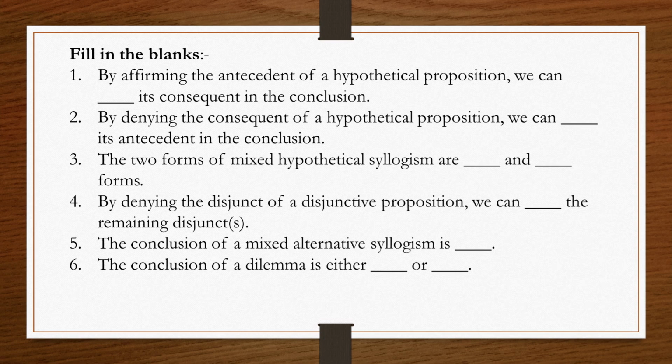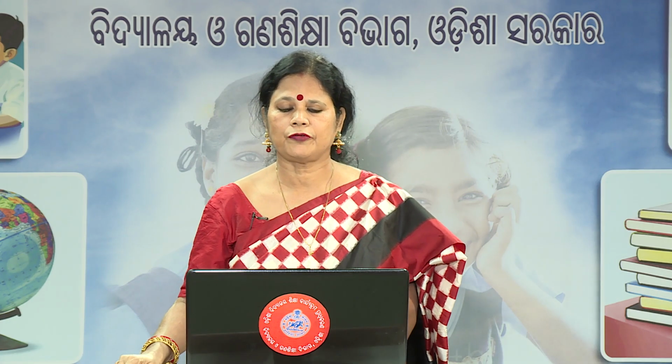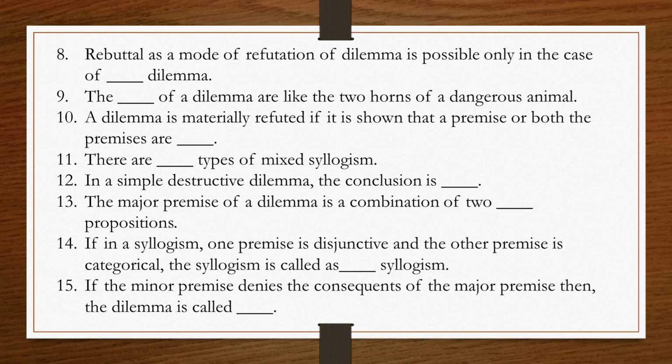Then, by denying the disjunct of a disjunctive proposition, we can affirm the remaining disjunct. The conclusion of a mixed alternative syllogism is categorical. The conclusion of a dilemma is either categorical or disjunctive. Then rebuttal as a mode of refutation of a dilemma is possible only in the case of a dilemma.